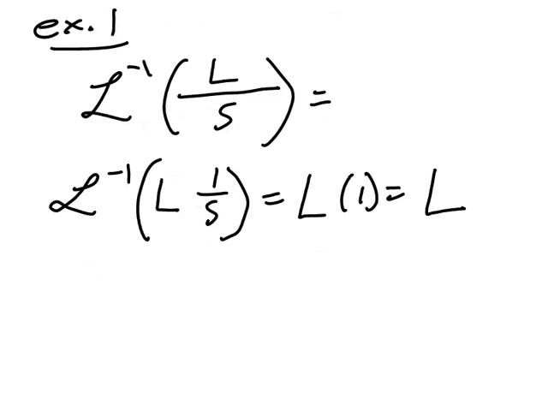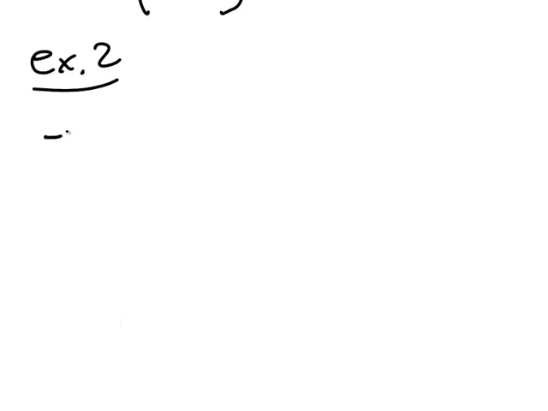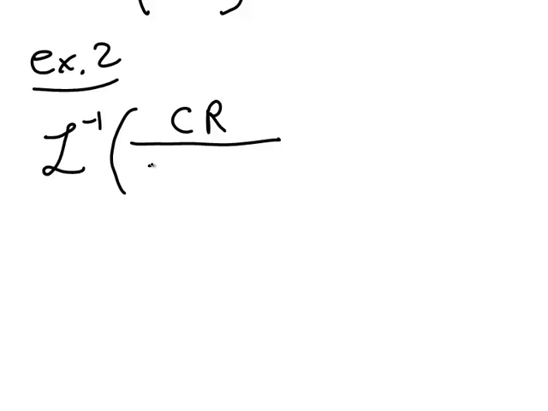Let's look at another example. In this example, we're going to try to find the inverse Laplace of the function CR over s squared plus LC. Here, C will represent capacitance, R will represent resistance, and L will represent inductance. So all of these values, C, R, and L, are constants.